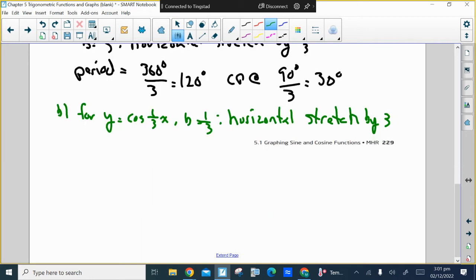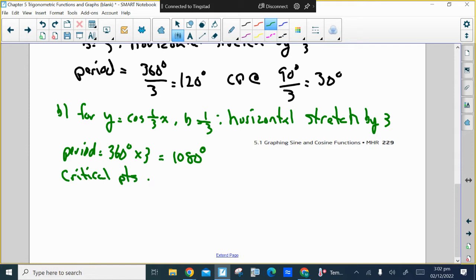So now our period will be 3 times what it normally was. It'll be 360 times 3, which is 1080. So that's why we don't have room to graph it on this graph, because this graph only goes up to 360 degrees. Our critical points will also be 3 times what they were before. Instead of every 90 degrees, it's now 3 times that, so that's 270 degrees.